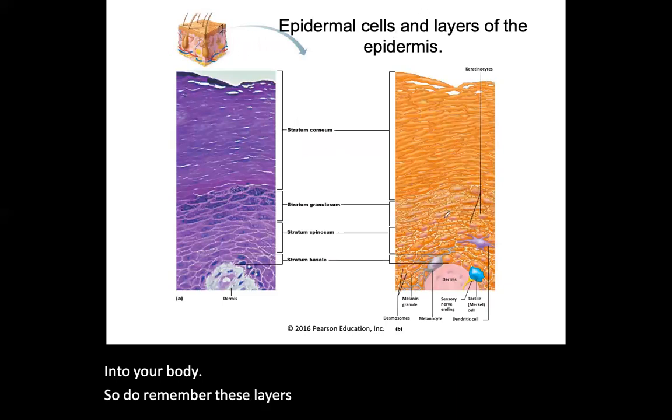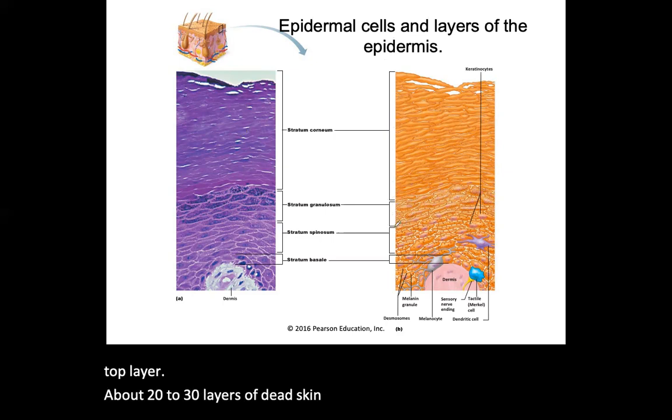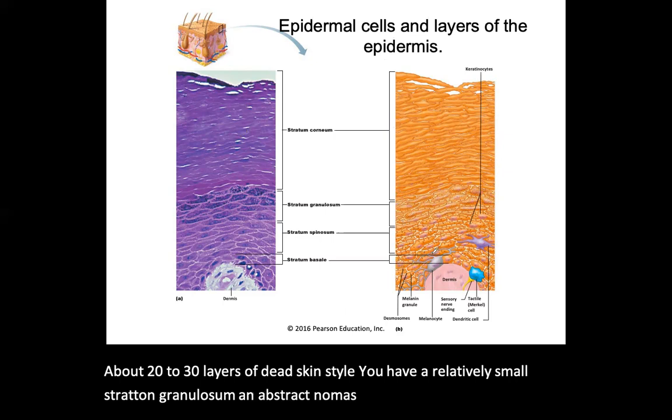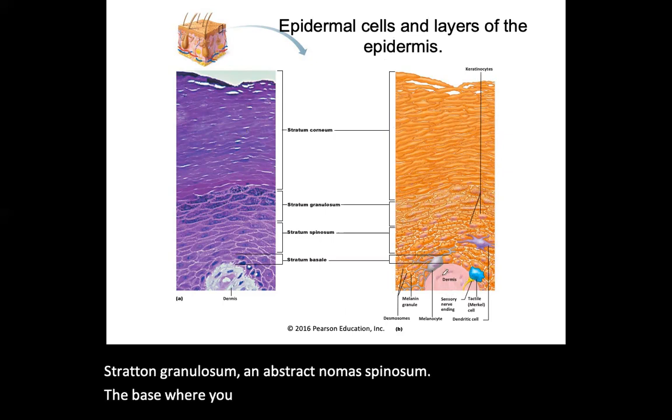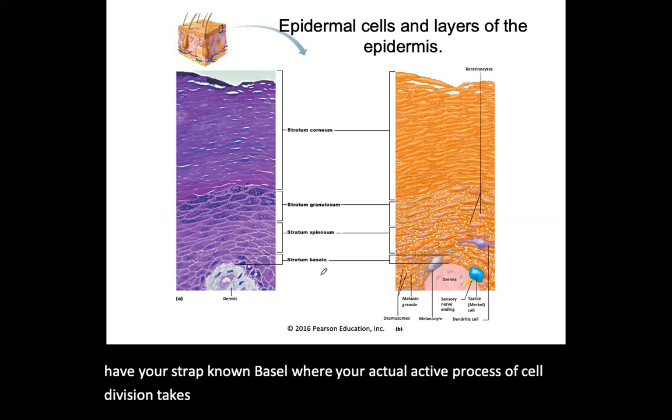Here is a depiction, both on an image as well as an actual skin. So you have your stratum corneum, which is the top layer, about 20 to 30 layers of dead skin cells. You have a relatively small stratum granulosum and a stratum spinosum. And at the base, closest to your dermis, you have your stratum basale, where your actual active process of cell division takes place and allows your cells to undergo mitosis for creating new skin cells.